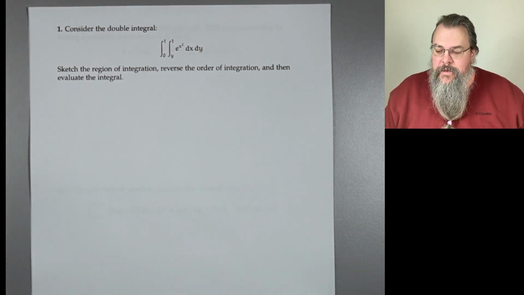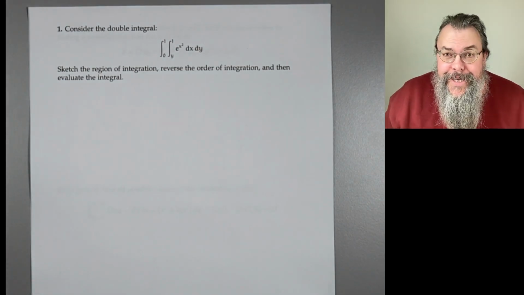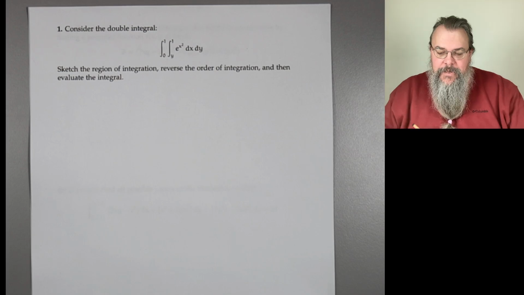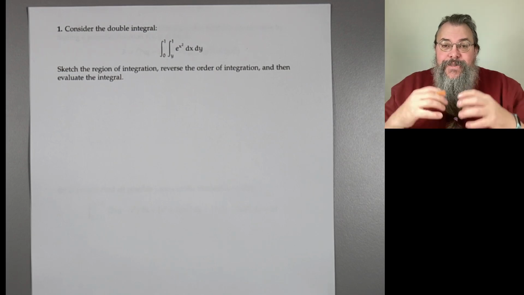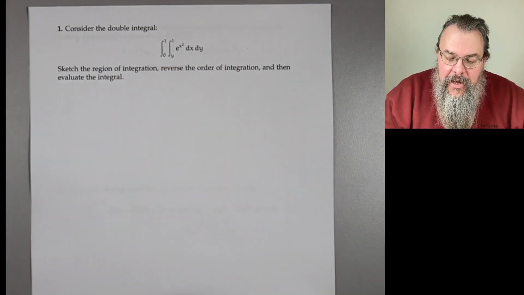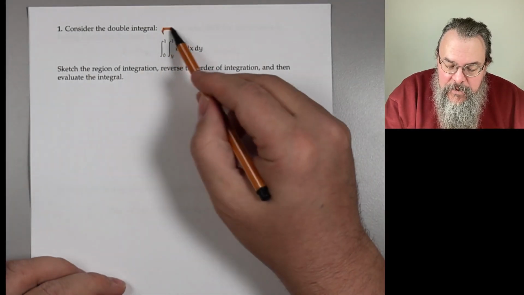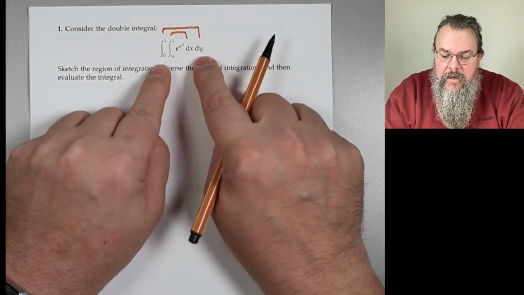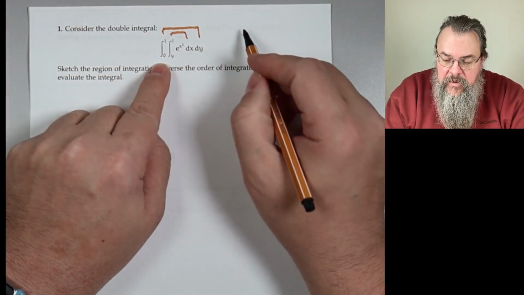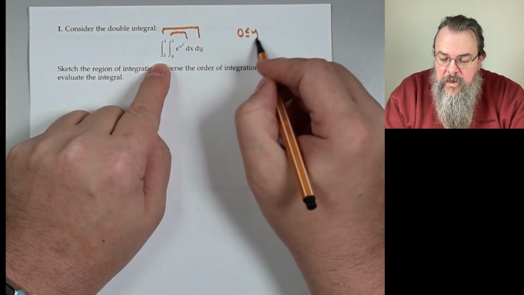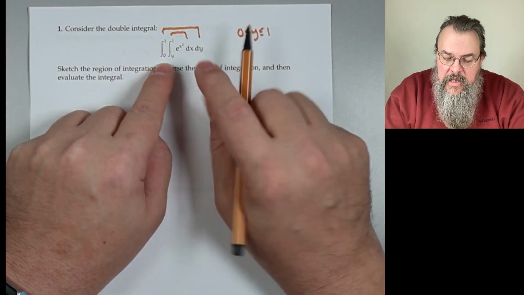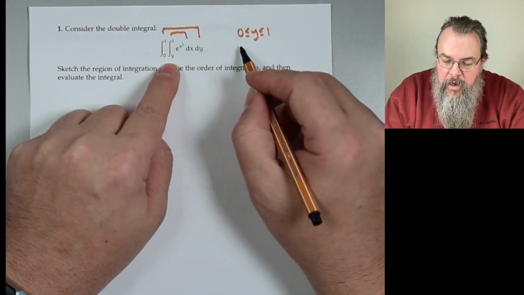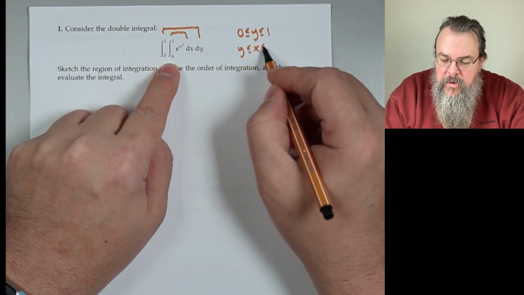Okay, so this problem is going to be a little sketchy, right? Now, how do we get the region? Well, that is being stored in the bounds. So there's information to be had here. So we look at our bounds. The outer layer tells us about y, and it says that we're going from 0 up to 1 for y. The inner layer is telling us about x, and it says we're going from y up to 1.